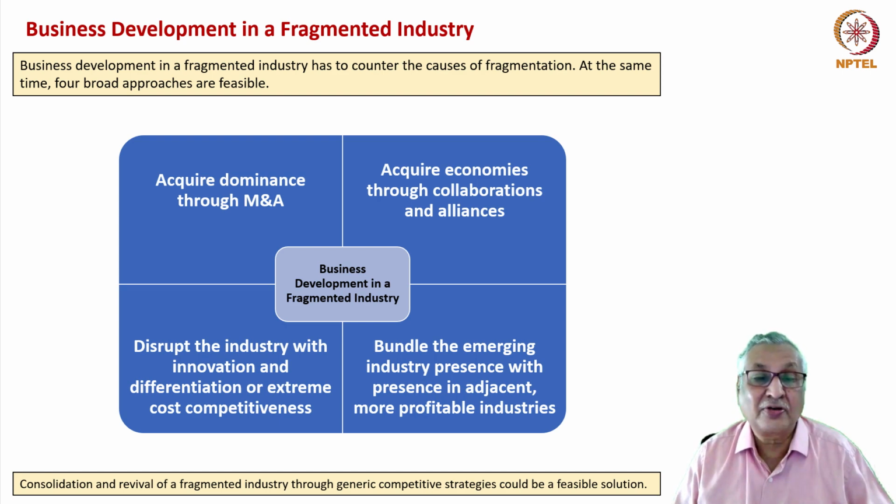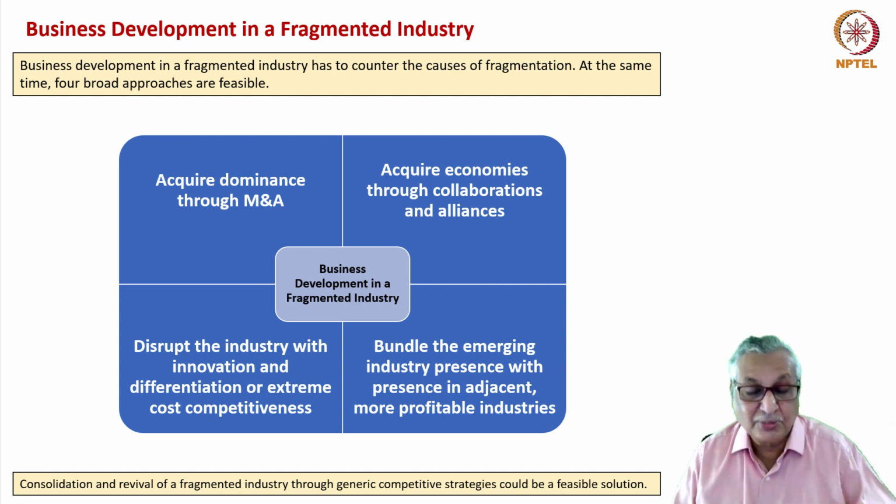But in case you have resources, you can acquire dominance through M&A, small bolt-on acquisitions, which will keep expanding your presence in the marketplace. If you have deeper resources and along with that talent, you can try to disrupt the industry with innovation and differentiation. If you have superior execution capabilities and talent to manage highly commoditized product range, highly commoditized manufacturing throughput requirements, then you can achieve extreme cost competitiveness.